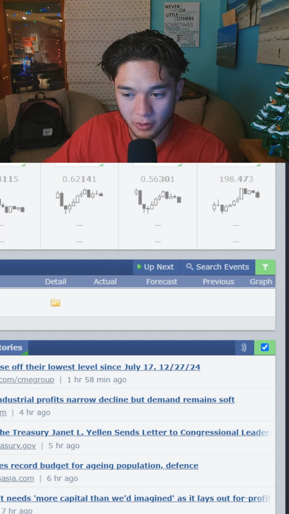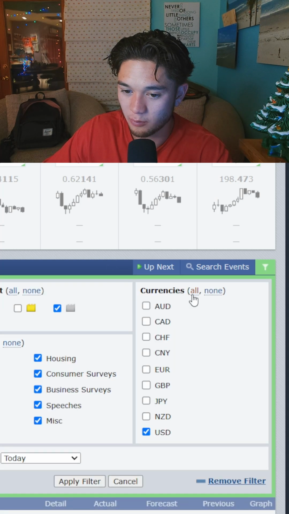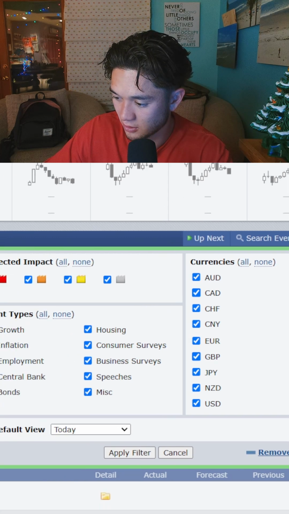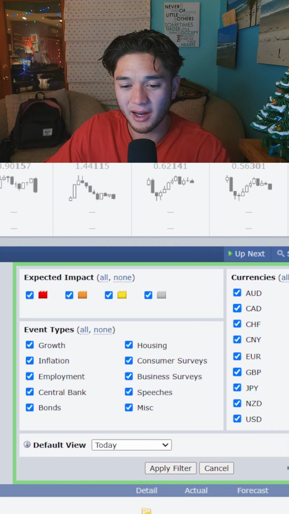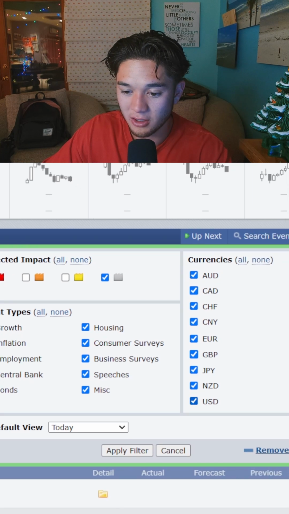We're then going to go to the right of the page where there's this green filter. Press on that, and once you pull that up, they should all be selected. They'll all be selected like this. And I like to just turn off all but the red folders. You keep this one on too. And then since I'm trading a USD pair, I'm going to turn off all of the ones that are not USD and then apply filter.